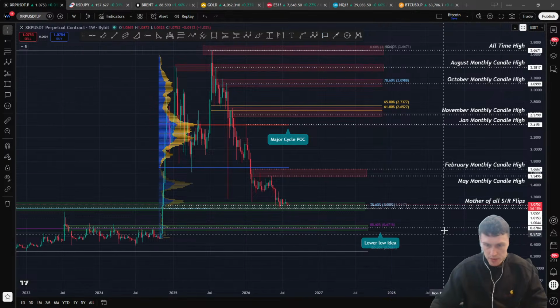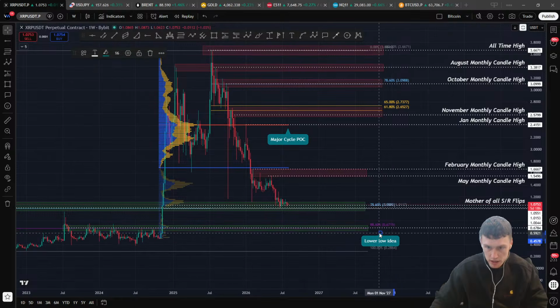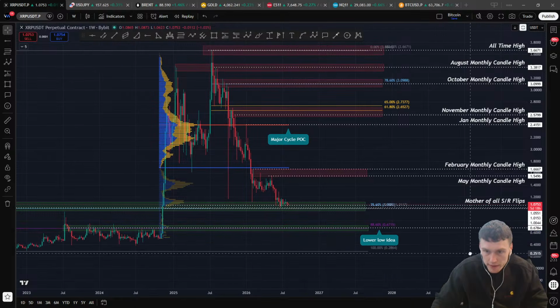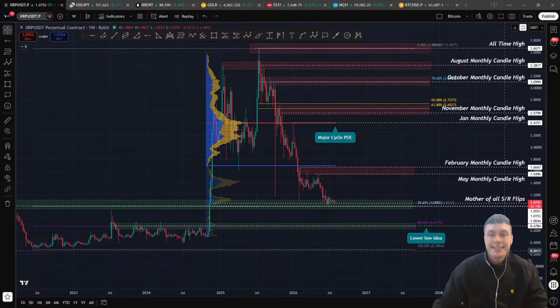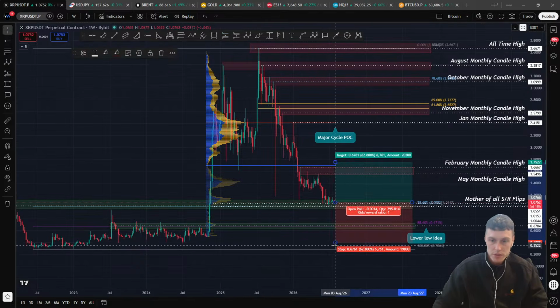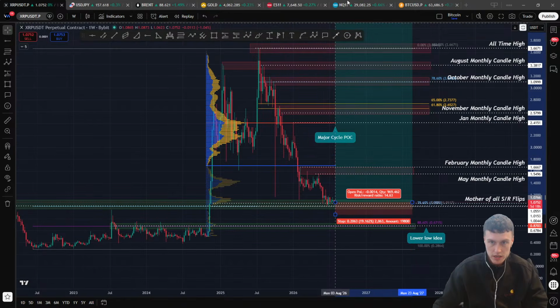Whilst I'm almost finishing up XRP, someone send me the next idea if they like. I'll take a look at it for you. Lower low idea later in the year. But really, yeah, this is the strongest place to be taking swing longs off on XRP.